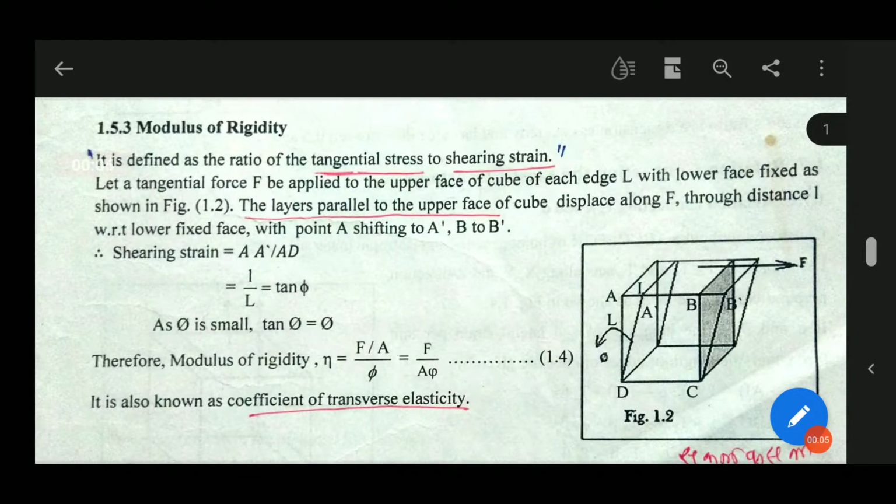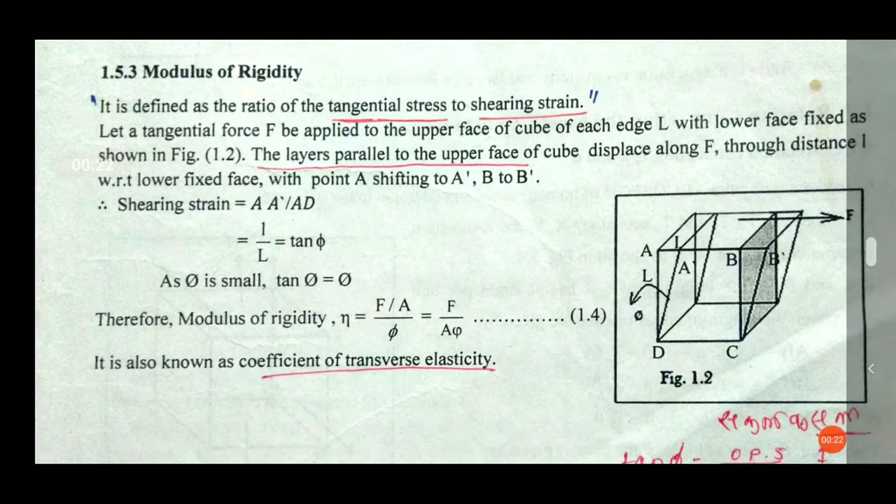In the last lecture, we discussed Hooke's law and the types of modulus of elasticity, that is Young's modulus, bulk modulus, and modulus of rigidity. We have completed Young's modulus and bulk modulus. In this lecture, we will learn about modulus of rigidity. What is modulus of rigidity? It is defined as the ratio of tangential stress to shearing strain.